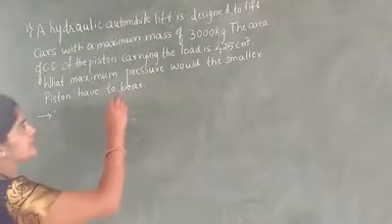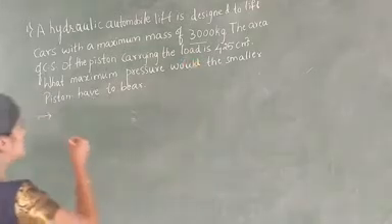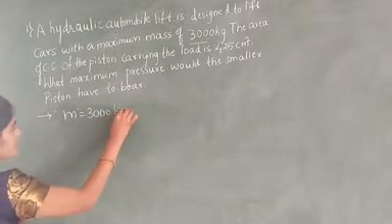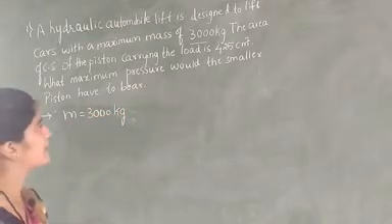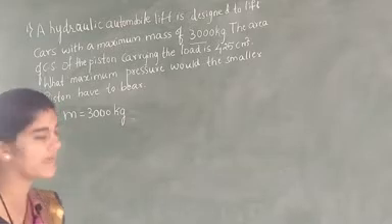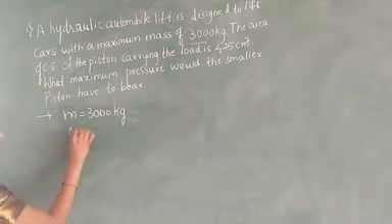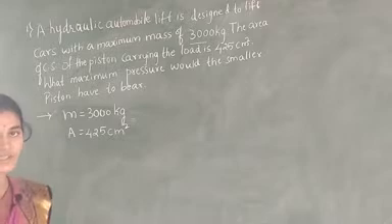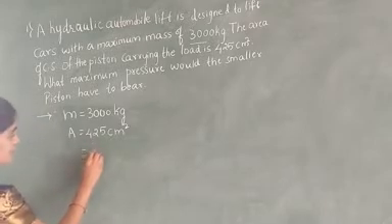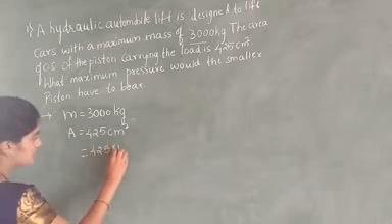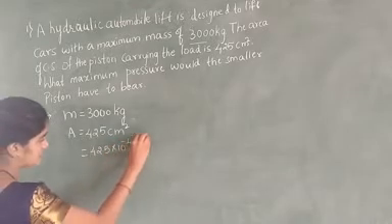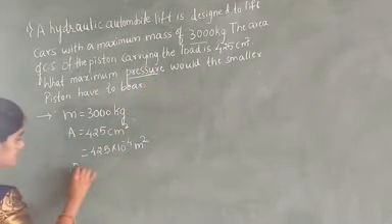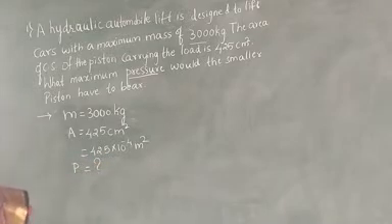Here, first they have given that mass m is equal to 3000 kg. Next, the area of the piston carrying the load, A is equal to 425 centimeters square. Converting this into meters square, we get 425 into 10 raised to minus 4 meters square. Next, here we have to find the pressure. P is equal to question mark.